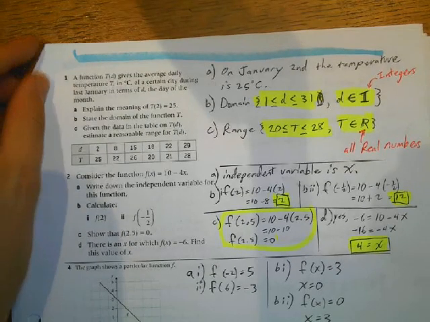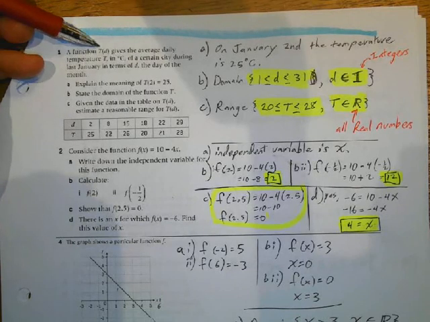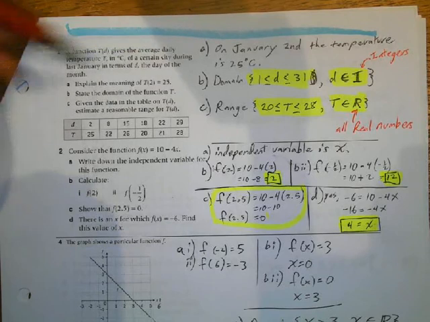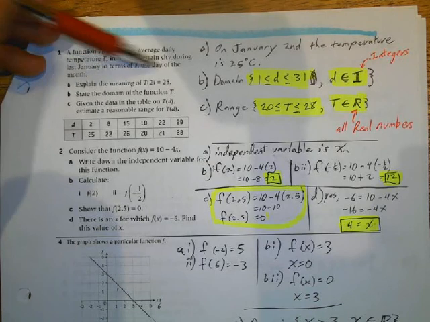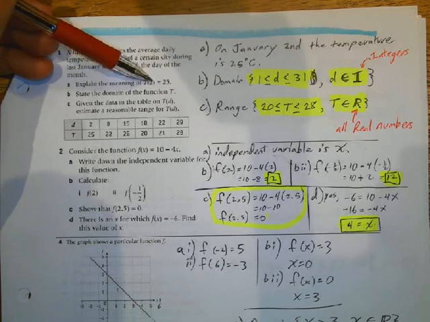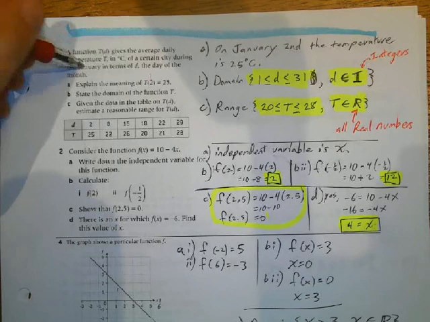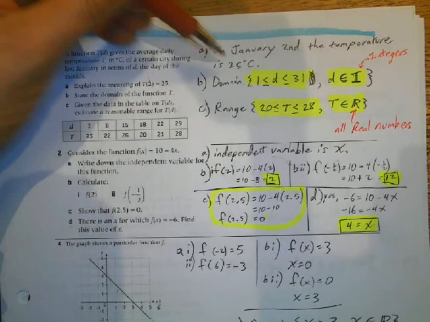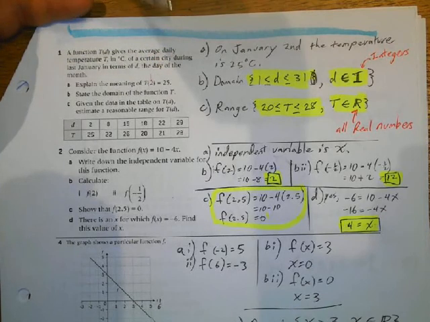Okay, so you're given this function, and T of d gives you the average temperature in terms of d, the days of the month. Explain what the meaning of T of 2 equals 25 is. So basically this says the second day of January, the temperature is going to be 25 degrees. You might want to hit pause and think about this.